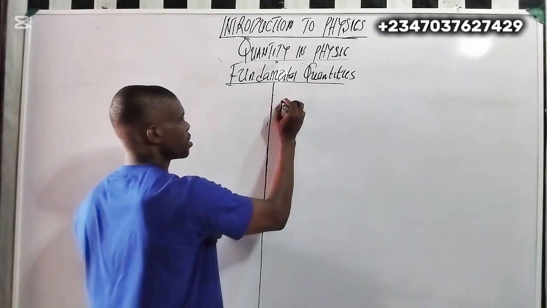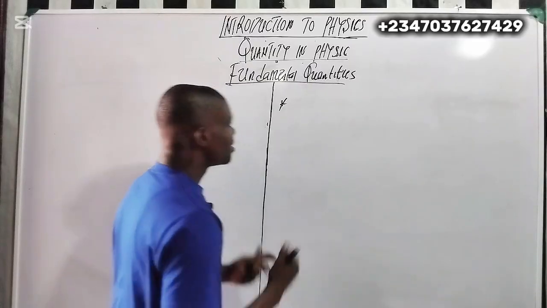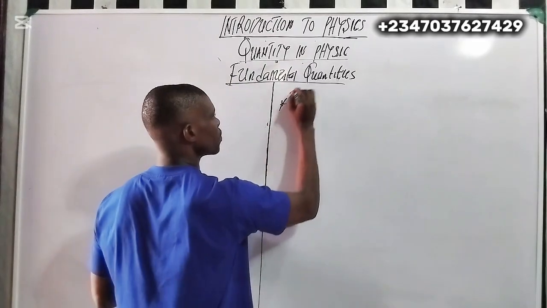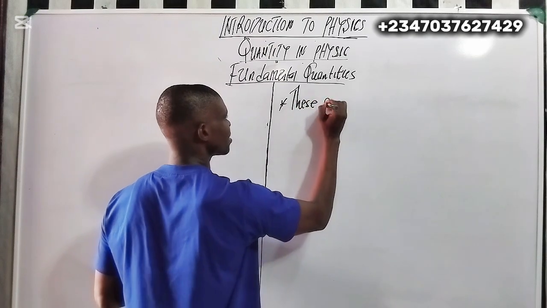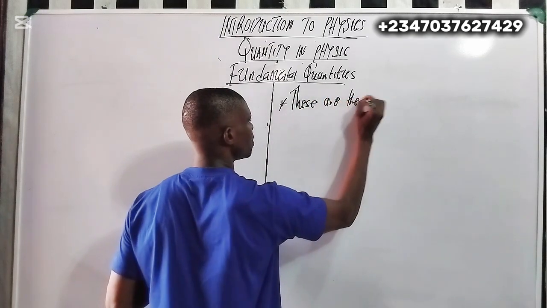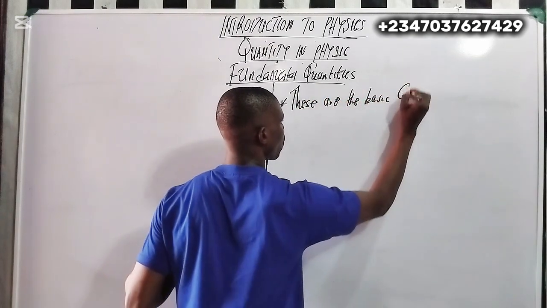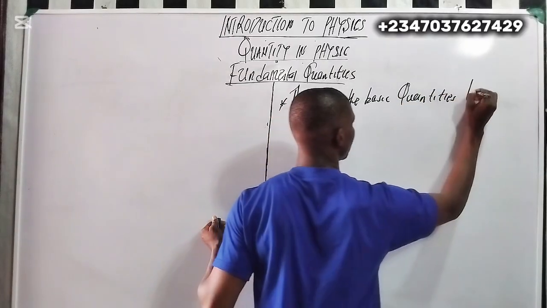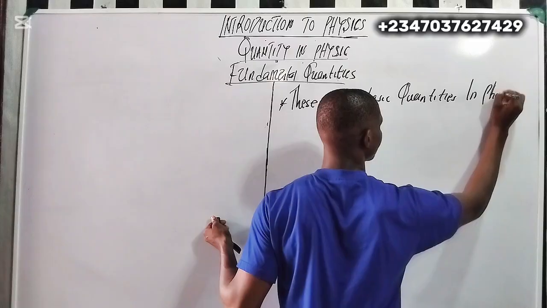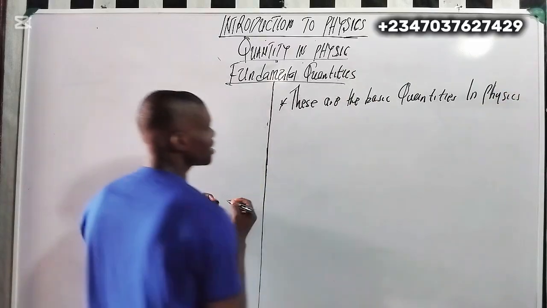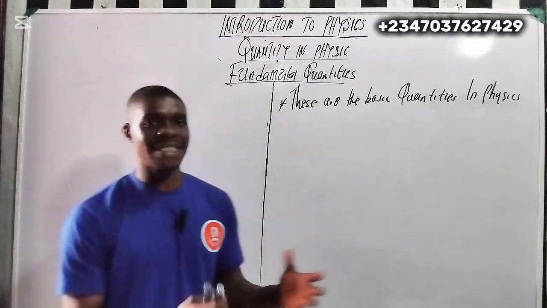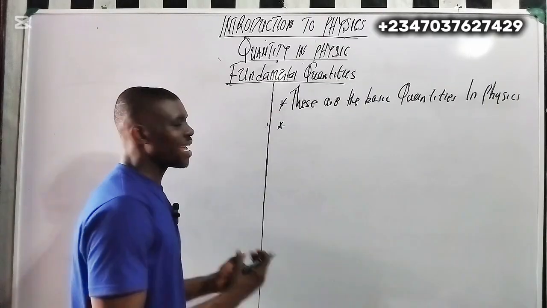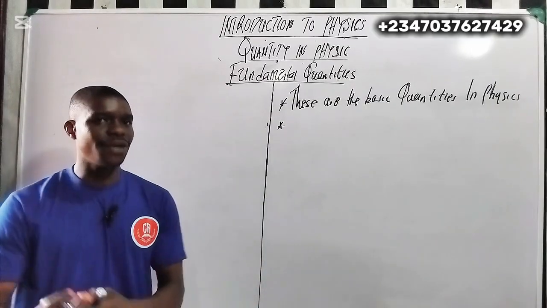Number one, these are the basic quantities in physics. These are the basic quantities in physics. So that is the first one. Another one you can define is that they are independent of any other quantities.